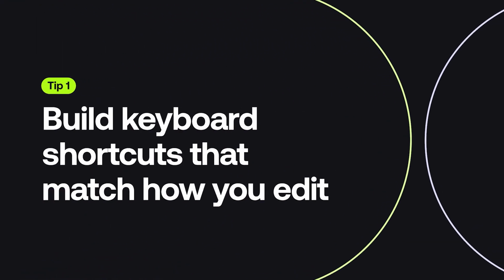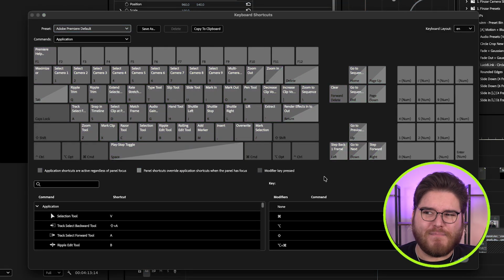No stalling. Tip number 1, build keyboard shortcuts that match how you edit. Most video editors start editing with their mouse and never stop. What you're not realizing is just how much speed you're leaving on the table. Premiere is built to be driven by a keyboard, but there's one problem with that. The default shortcuts aren't built for you.